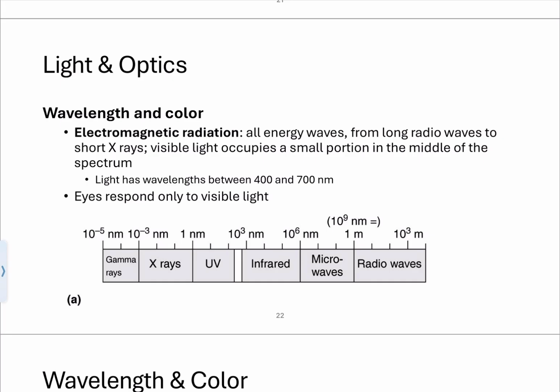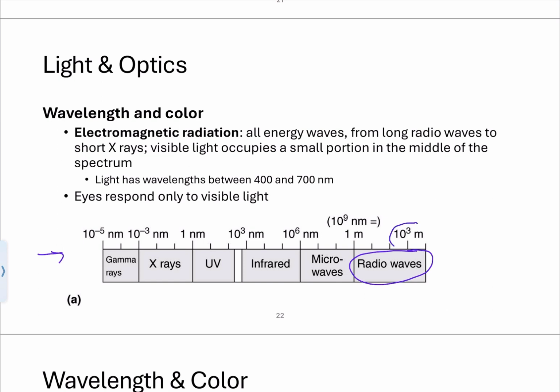Okay, so now we're moving on to focus on our cornea and lens and their function in focusing light on the retina. But before we can actually understand how the eye functions as a photoreceptor organ, we kind of need to go into the properties of light.